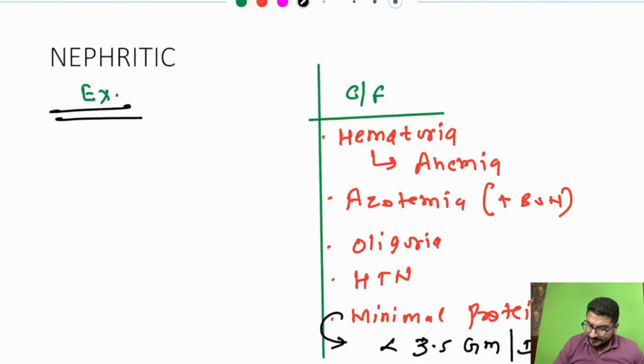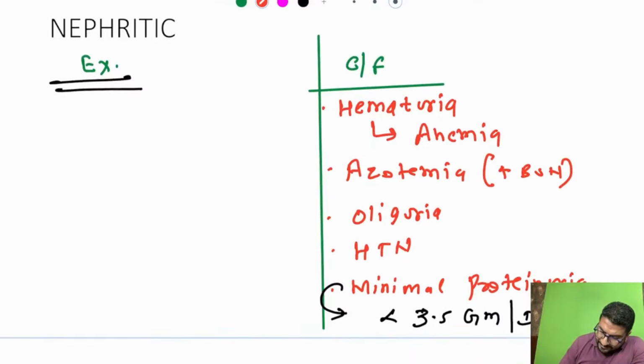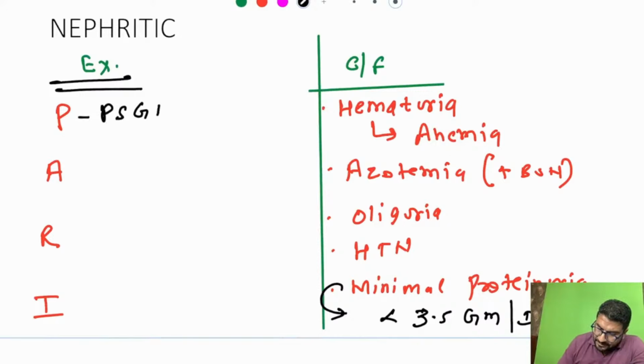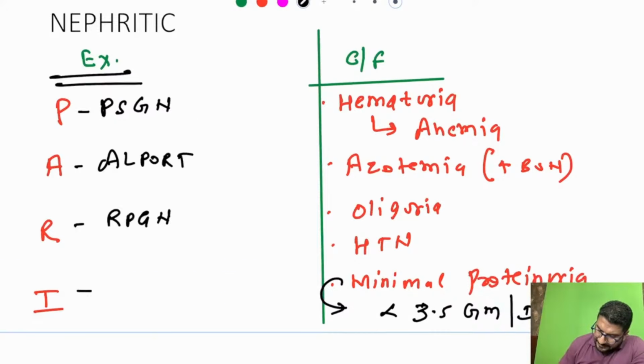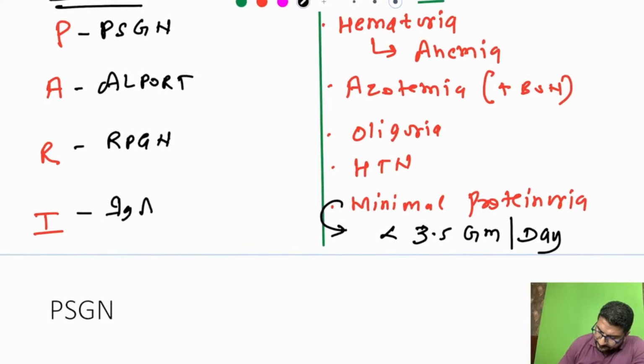Now what are the diseases? कौन सी disease होती है nephritic में? What are the diseases which we have here? So these diseases you can remember with the help of a mnemonic परी. ये परी है, पापा की परी नहीं है. Pari means we have PSGN. PSGN means post streptococcal glomerulonephritis. A for Alport syndrome. R is RPGN. I is IgA nephropathy.